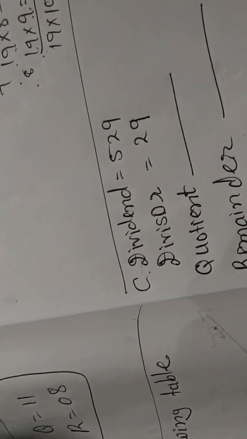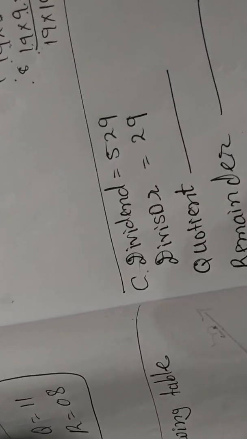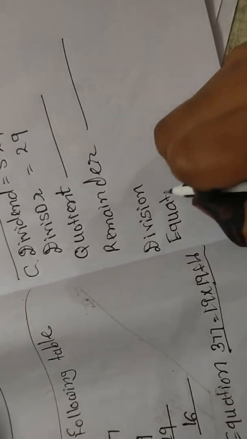dash, remainder dash, and division equation. That we have to find here. Okay, so let's start the sum. So students, let's start the sum. We have to start over here.